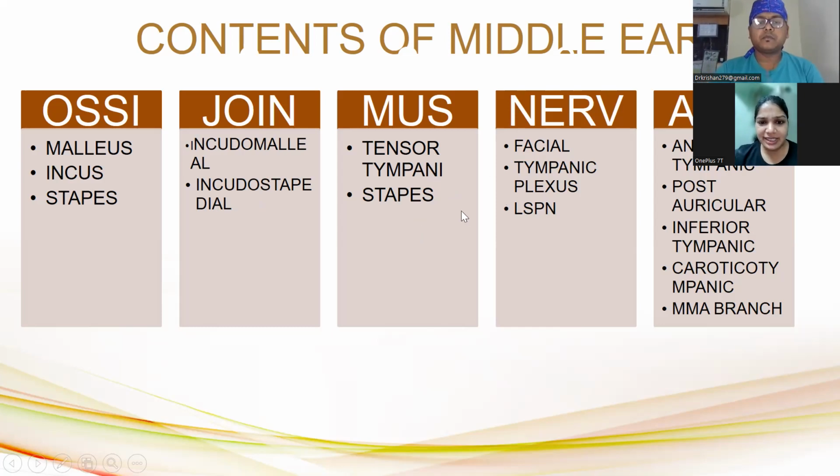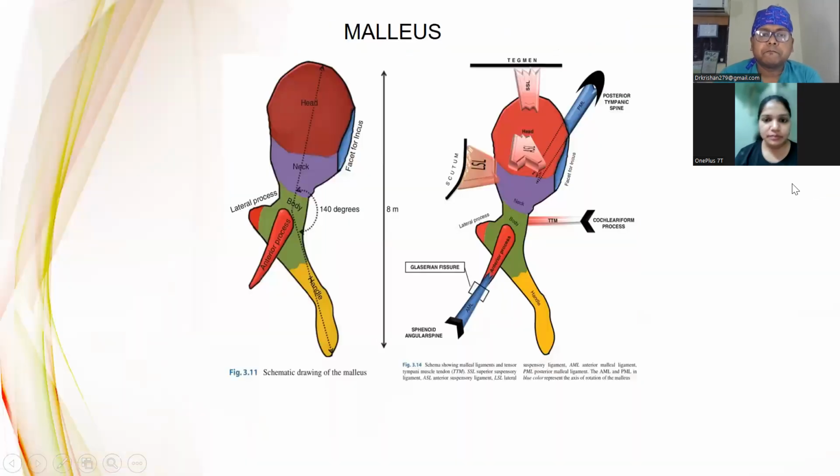There is a mistake written over there, it says stapes. There are two muscles, that is the stapedius muscle, which is the smallest skeletal muscle, and it is supplied by the seventh nerve. Then the nerves are the facial nerve, tympanic plexus, and the lesser superior petrosal nerve. Okay. Then there are the arteries: anterior tympanic, posterior auricular, inferior tympanic, carotid artery, caroticotympanic, and the middle meningeal artery branches. Okay. And here is a diagram of the first ossicle, that is the malleus.